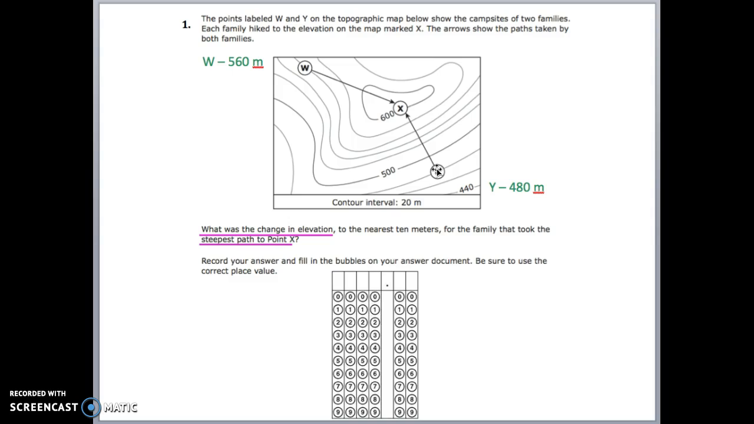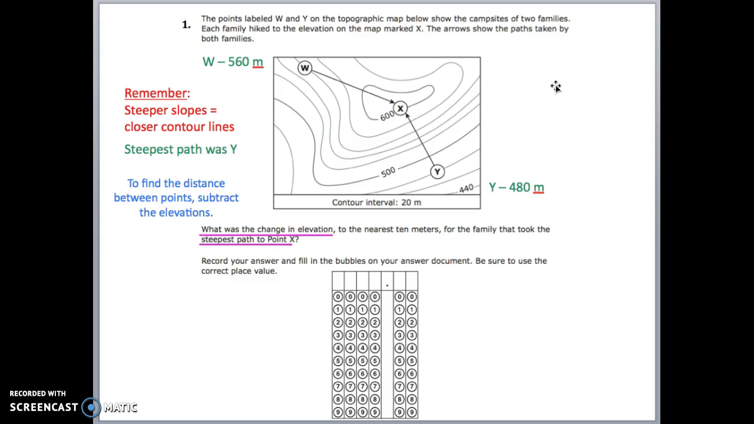Now, we need to decide who took the steeper path. Remember, steeper slopes mean closer contour lines. If we look at W, these contour lines are pretty spread out, while on point Y, their side looks much steeper. So we're going to go with point Y. The steepest path was Y. Those lines are the ones that are closest together.